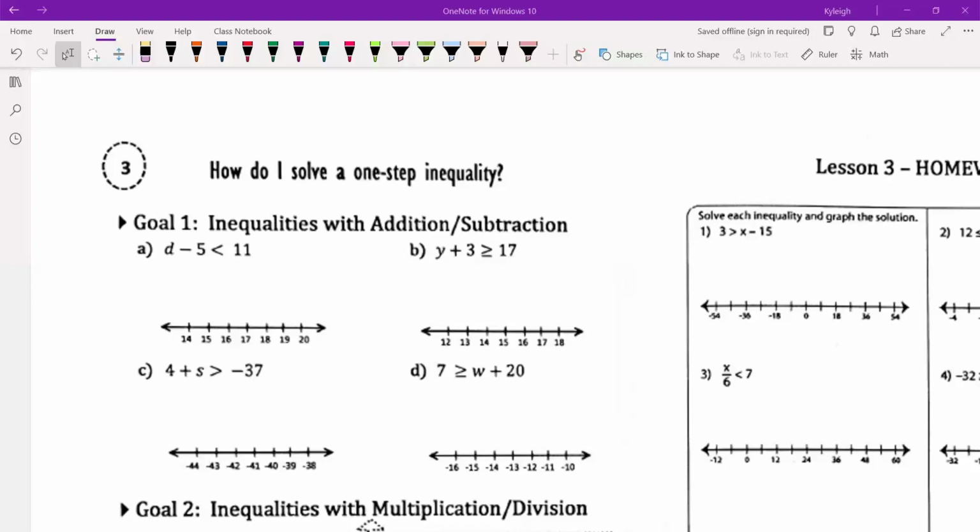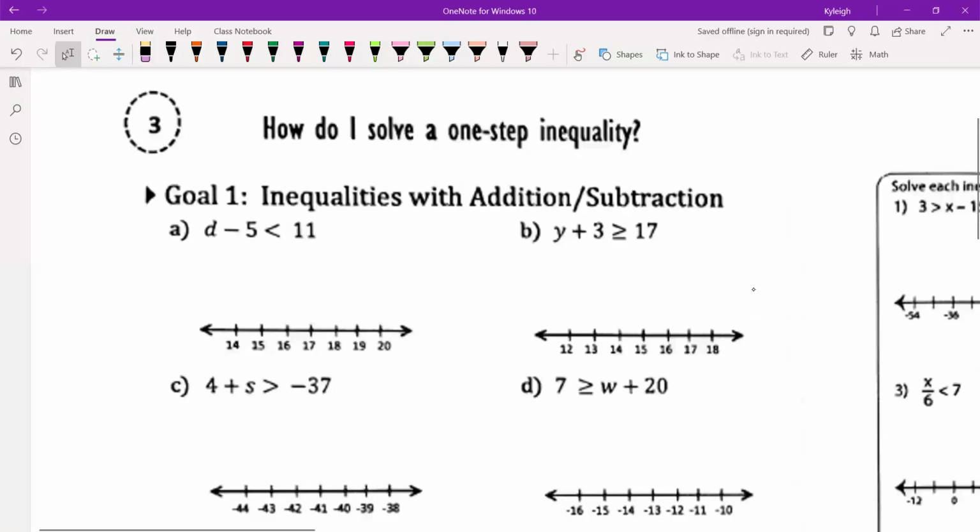All right, so now we're going to do one-step inequalities. You definitely did this in 7th grade. So again, hopefully this one's just kind of like a review. And we kind of previewed this in the last lesson at the end with the write-in one that we did, the letter F. Okay, so how do I solve a one-step inequality? Well, it's really similar to solving a one-step equation.